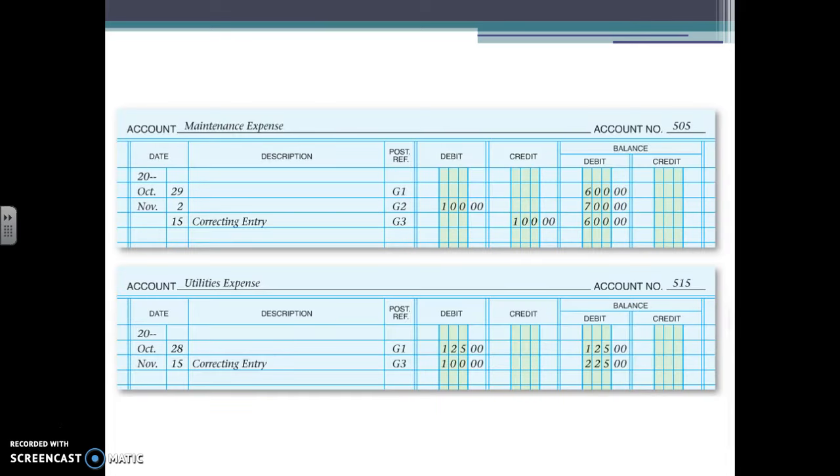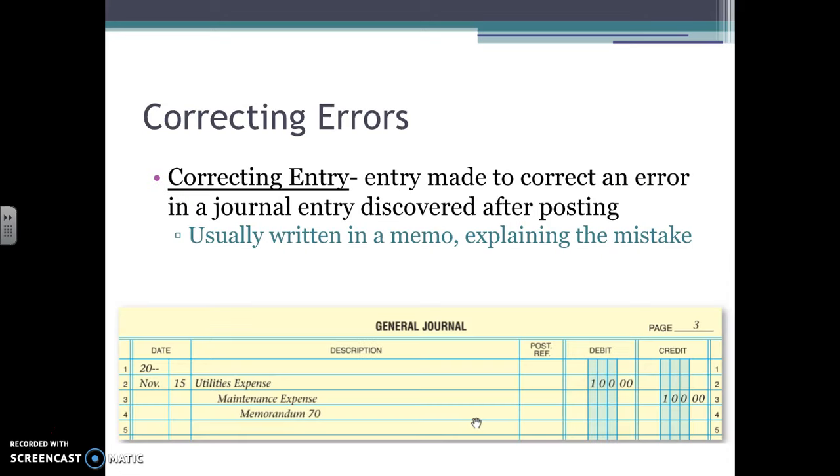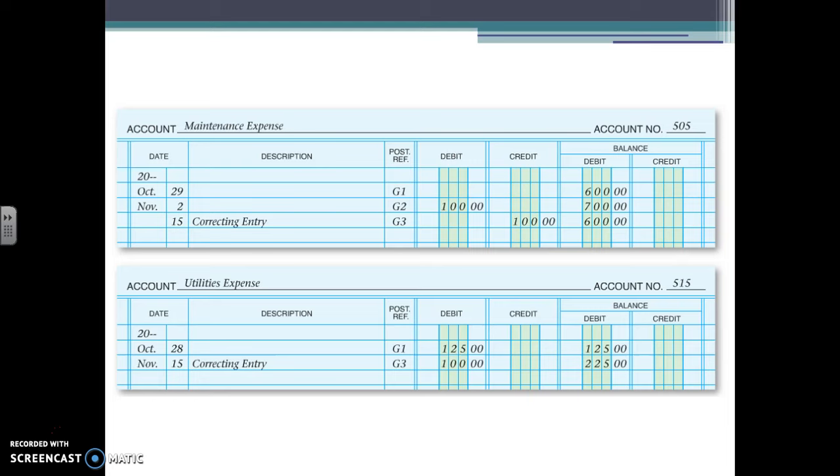That is posted, and in this case we would have something in the description indicating the correcting entry, as well as the post reference of G3. If we go back, we do not post reference the journal in this case, but then we would go back to the ledger and post reference 505 to maintenance expense and 515 to utilities expense.